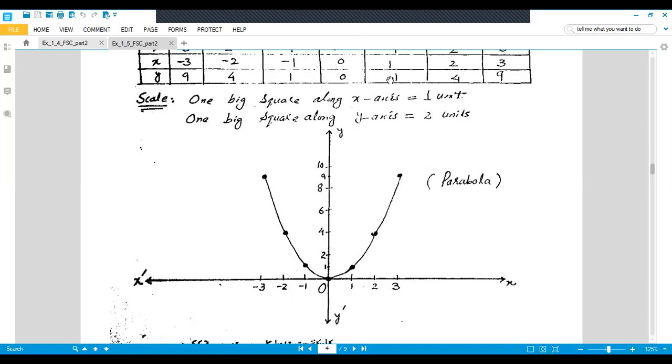For positive 1, you have positive 1, so above 1 on the x-axis and in front of 1 on the y-axis, you put this point. For 2 on the x-axis, you have 4, so above 2, in front of 4, you put this point. Above 3, in front of 9, you put this point. When you join these points, this is the graph of a parabola.